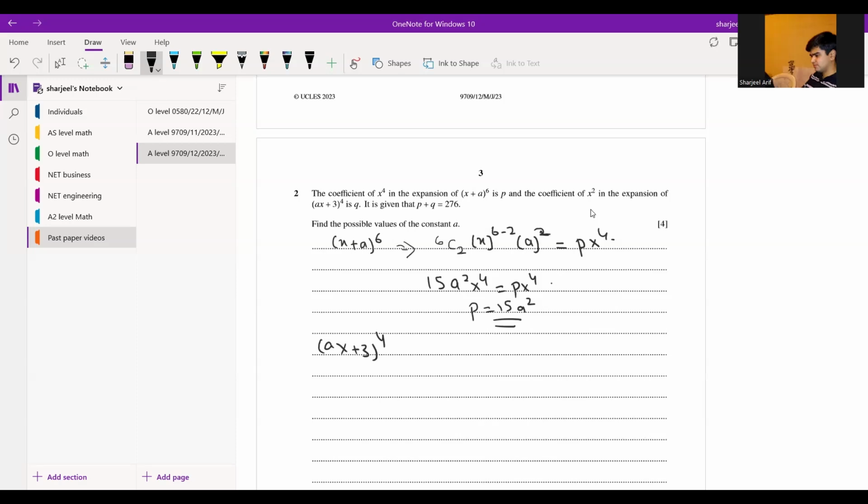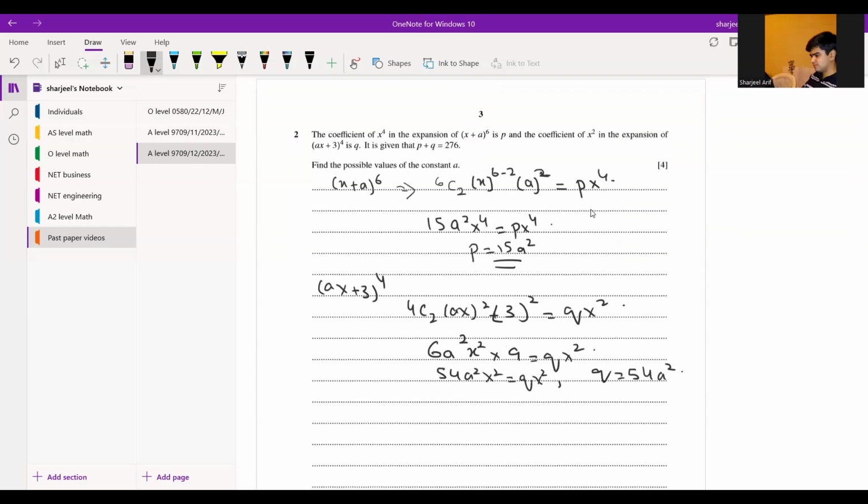we need to expand for x square. So we will use 4c2 times (ax) whole square into 3 square equals qx square. So this will become 6a square x square into 9 equal to qx square, and we will simplify to get 54a square x square equals qx square, and q will be equal to 54a square.